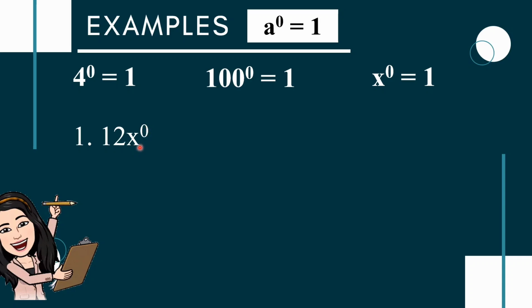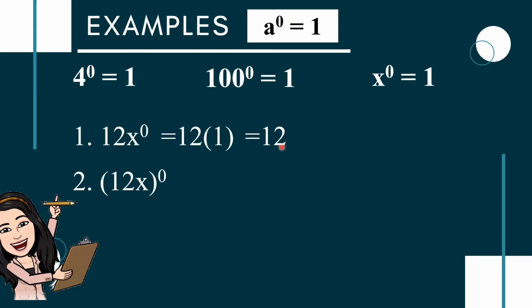Si 12 ay may sariling power, which is equal to 1. Hindi nga lamang natin nakikita kasi invisible si 1. And here, ang x ang may raised to 0. Now, apply the rule of a raised to 0 is equal to 1. Sabihin, itong x raised to 0 ay equal na kay 1. So, simplifying, that will be equal to 12 times 1. At kapag sinimplify natin or binultiply natin sa 12 times 1, that is equal to 12. Okay? Let's have another.